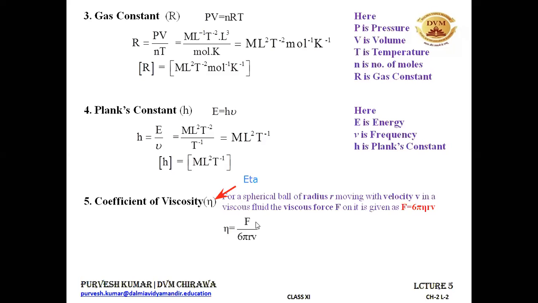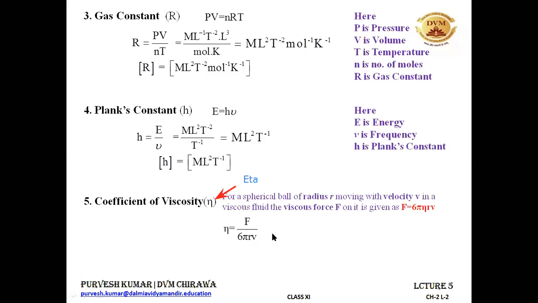So for force, you can write MLT minus 2. 6 is a numerical constant. It does not have any dimension. Pi is also a numerical constant. Its value is 3.14. So it does not have any dimensions. So for these 6 pi, you can drop the dimensions because they are dimensionless. And for R, you can write L. For V, you can write LT minus 1.